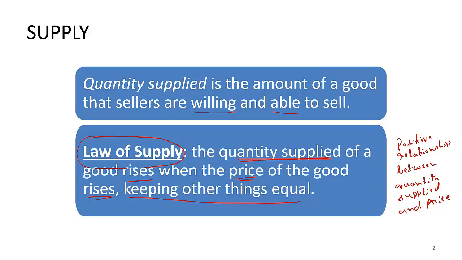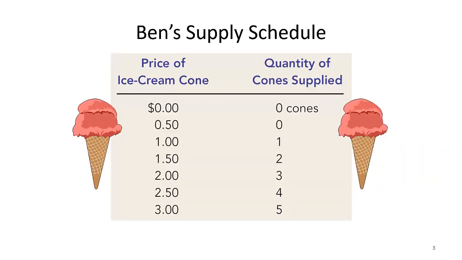Having said that, the other factors that affect supply have to be held equal, which means they do not change. This concept becomes clearer as we delve deeper into the concept of supply. Before we move on, let's talk about the supply schedule. A schedule is nothing but a tabular way in which you can present data. So in this case, there's the price of the ice cream cone and quantity of cones supplied.